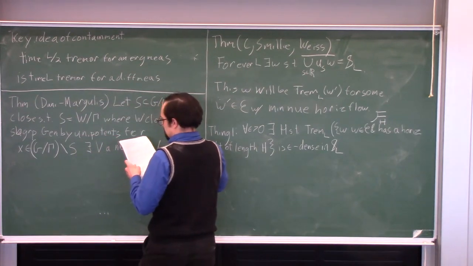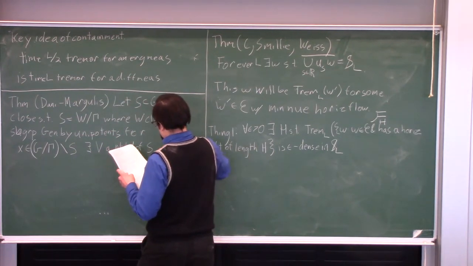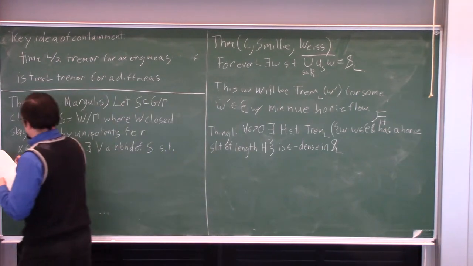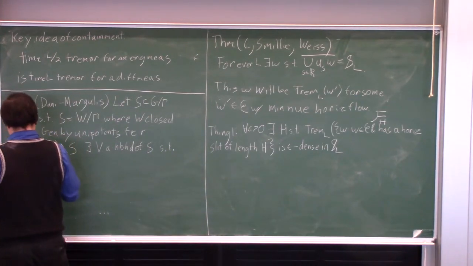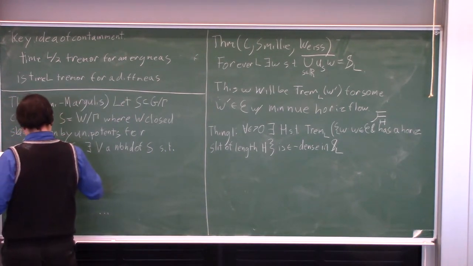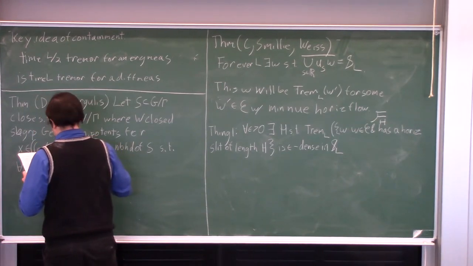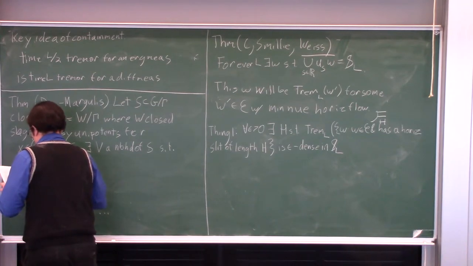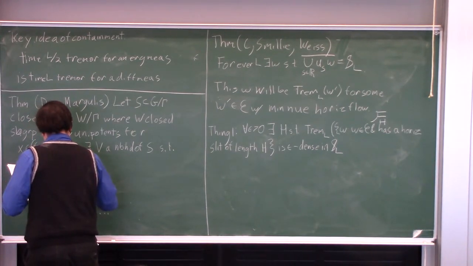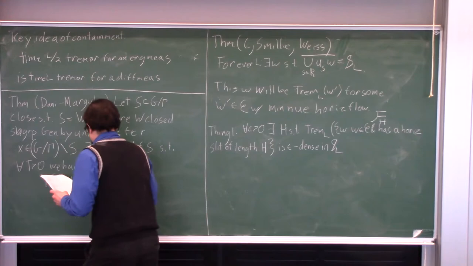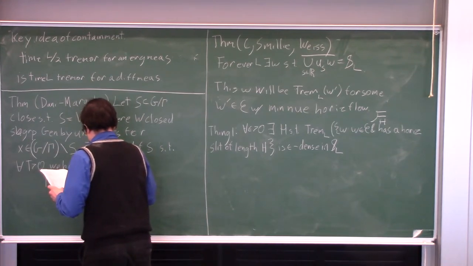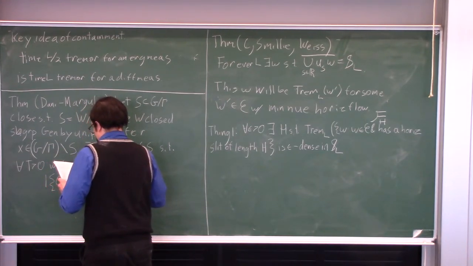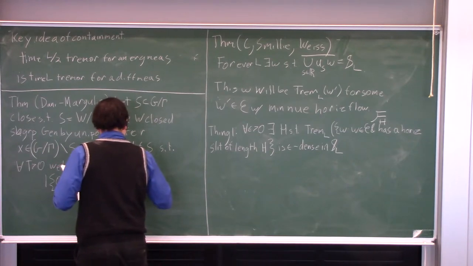And so that for all t greater than 0, we have the cardinality of the set of 0 less than or equal to t less than or equal to capital T, so that u sub t of x is in V, is less than epsilon t.